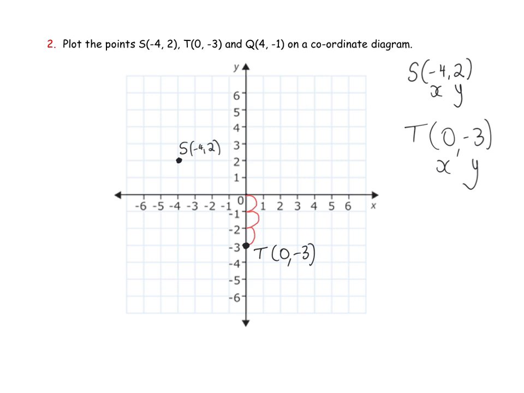And again, I'm just going to rub out the rough work there to make it a little bit easier. And then the final point that we have is Q, which is (4, -1). So here with Q, we go across 4, so 1, 2, 3, 4, and we come down -1. So it's going to be here. So then the point here, Q, is (4, -1).